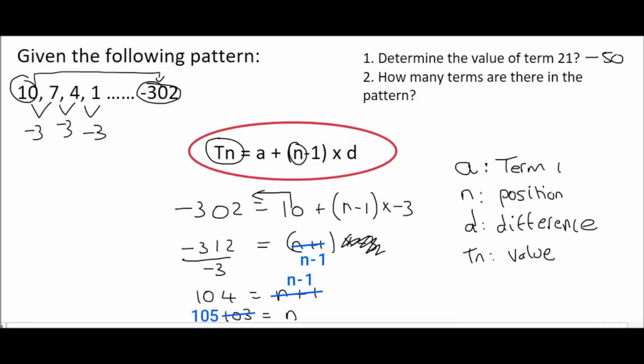So what that means is that if you had to keep going in the sequence, once you arrive at the 103rd position, the value that you would see there is -300.